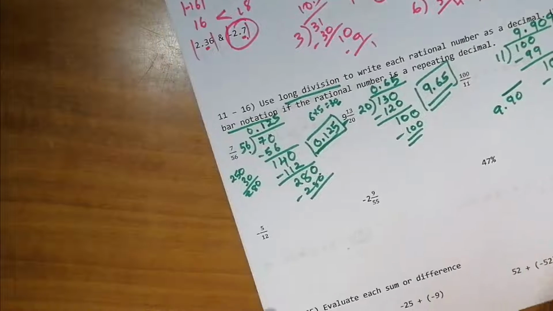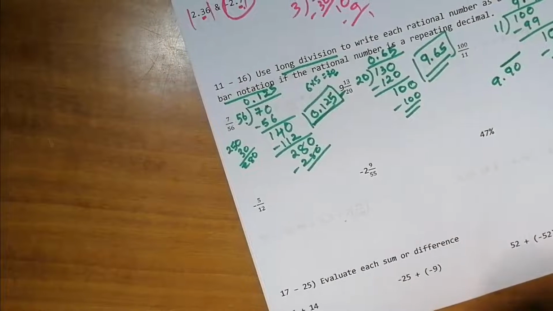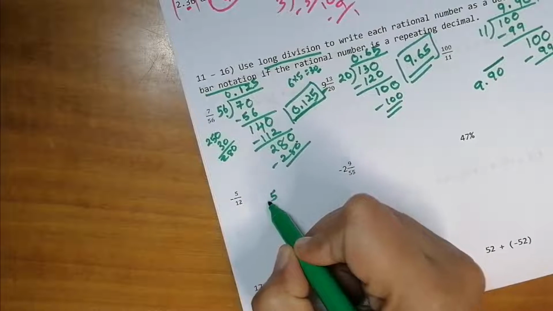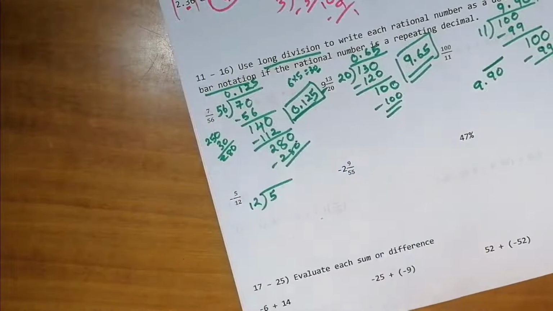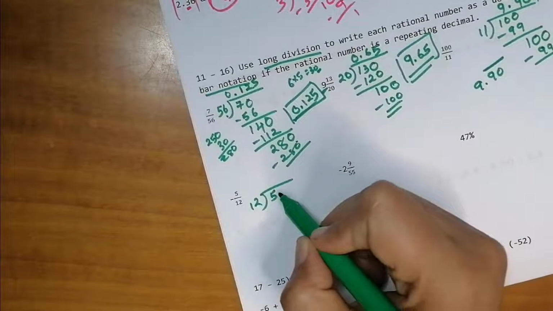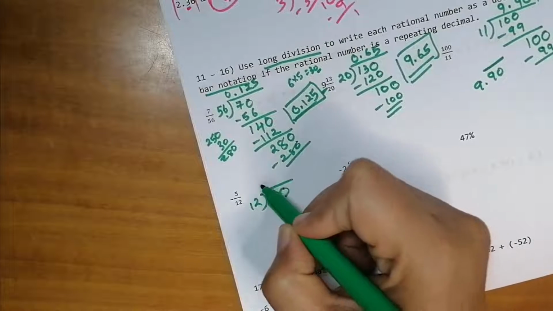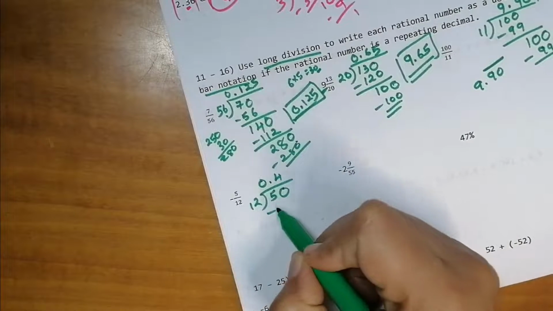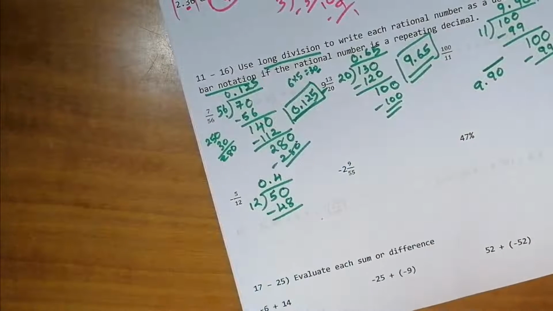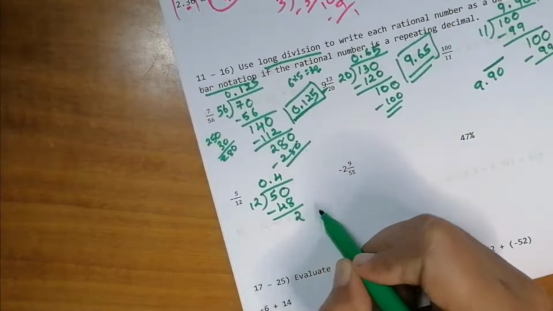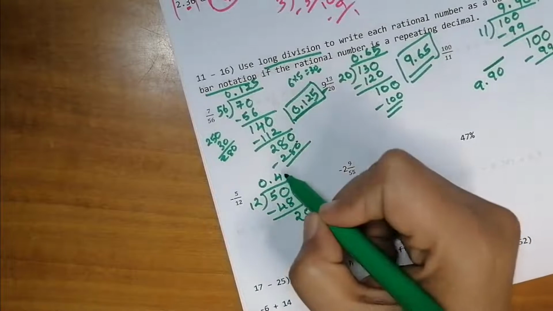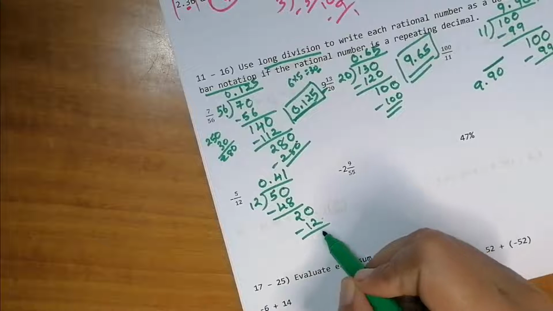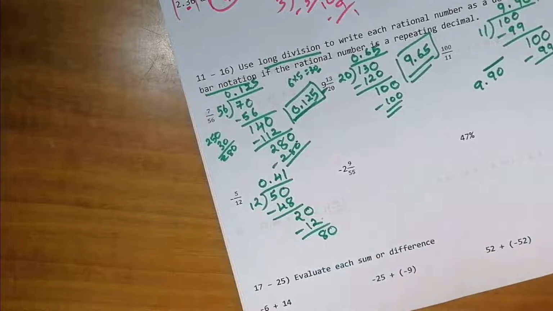Okay, then we have 5 divided by 12. Okay, so let's do it here. 5 divided by 12. Okay, so not doable, right? So we put 0 and a decimal here. 12 times 4 gives us 48, right? 2 is the remainder. We put 0 here. We put 12 here. 12 times 1, right? 8, we put a 0 here.